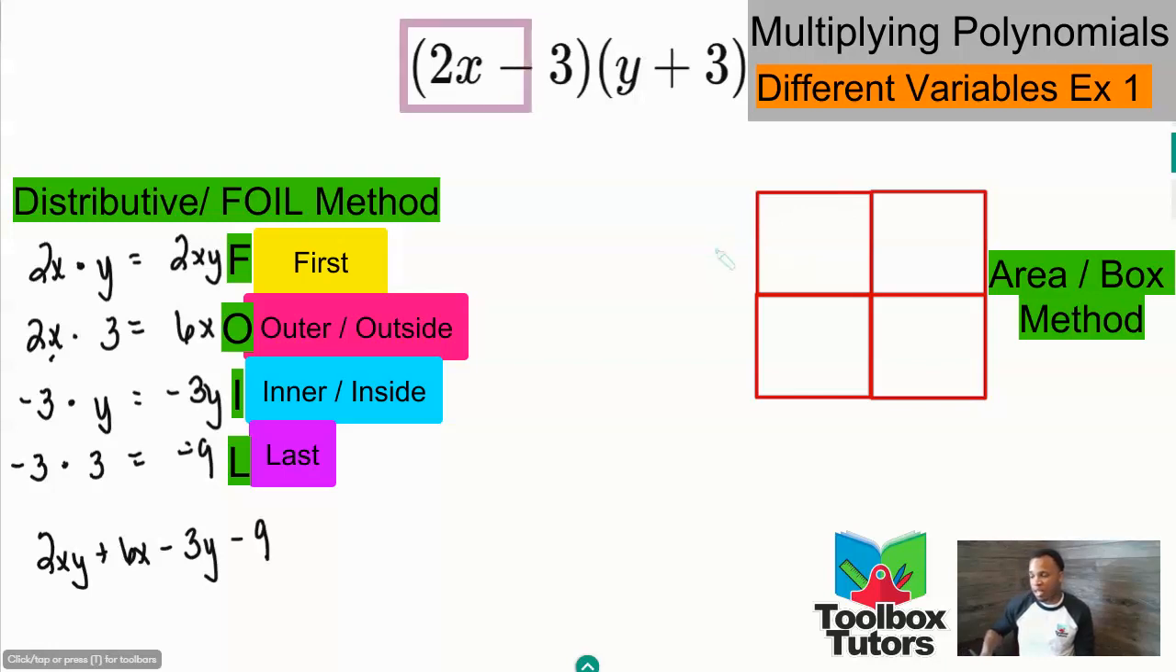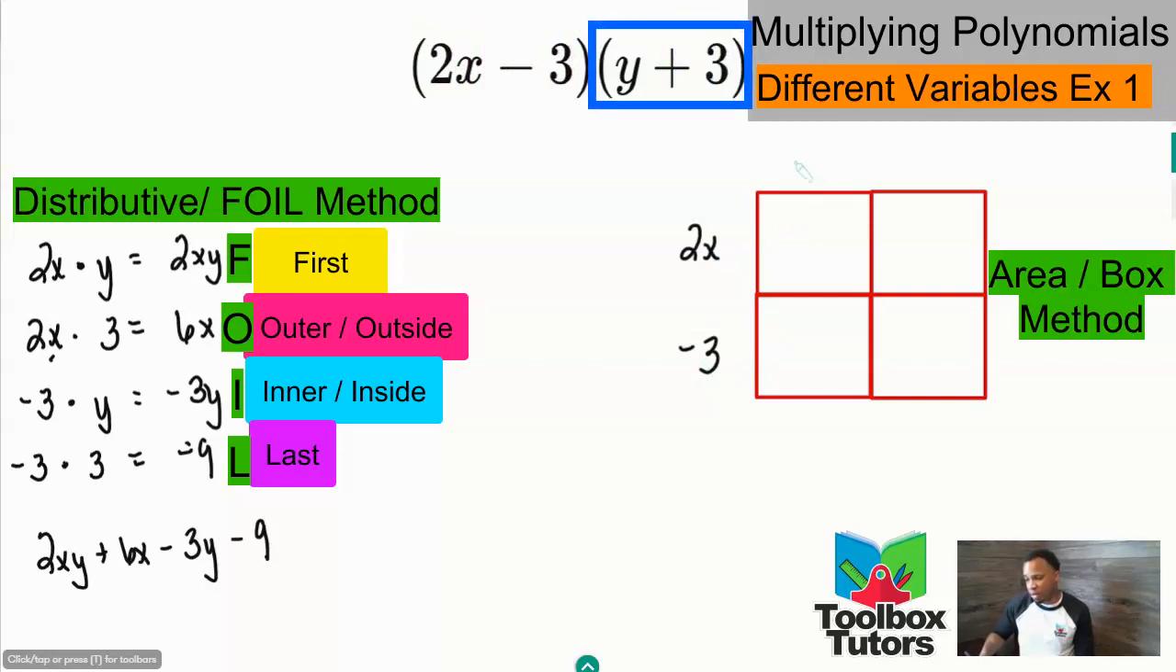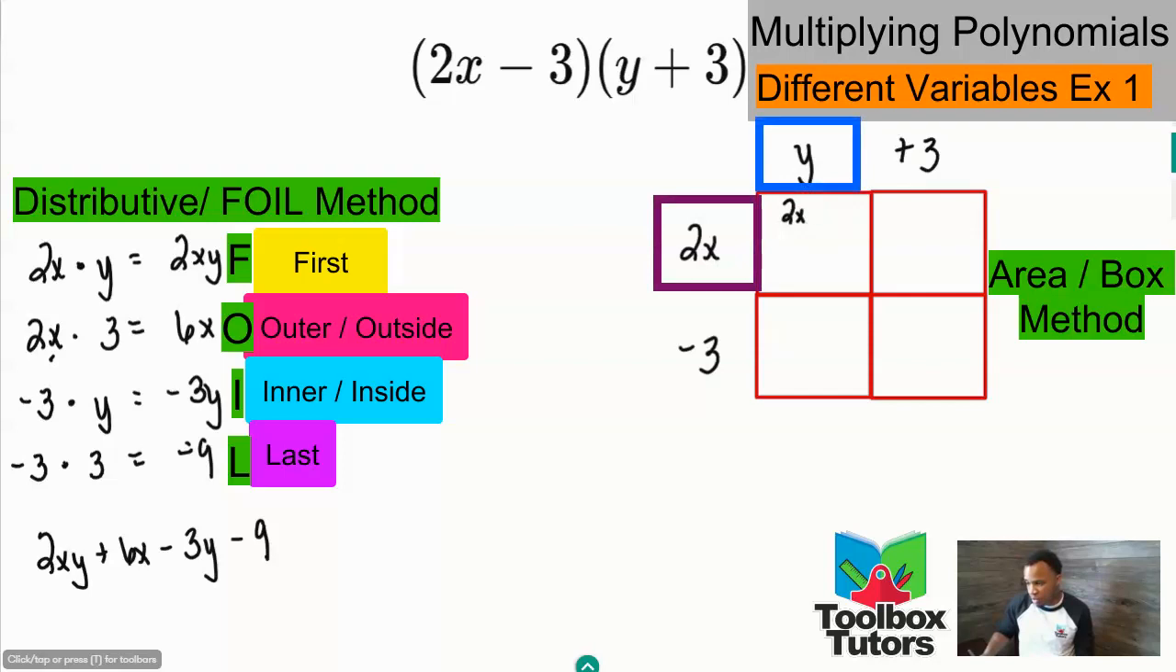So what we'll do is take the terms from the first parentheses and put them on the left side of these boxes. So 2x would go here, and negative 3 would go here. Next, we'll take the terms in the second parentheses and put them across the top. So we have y and positive 3. And from here, we multiply the terms that meet at each box. So in this first box, the terms 2x and y meet. So 2x times y gives us 2xy.